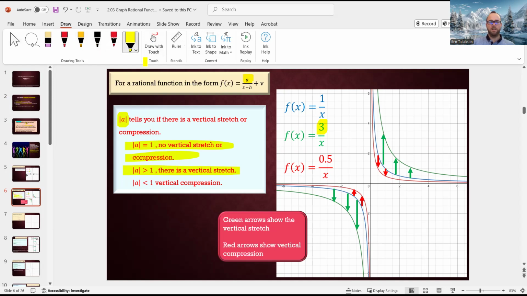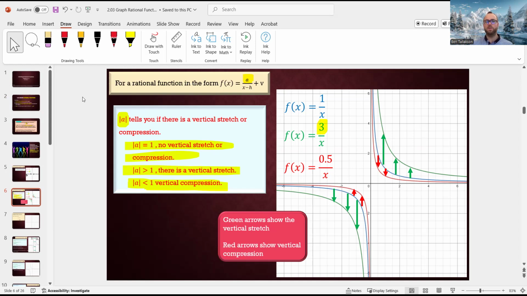And last but not least, for the numerator, if the absolute value of a is less than 1, like let's say 0.5, that is a vertical compression. We're still moving in an upward and downward motion, but it's exactly the opposite. So this red line is being compressed. All of the points are getting closer to that horizontal asymptote. Same thing here. Compression means squeezing together, and if it's vertical, it's in an upwards and downwards motion.